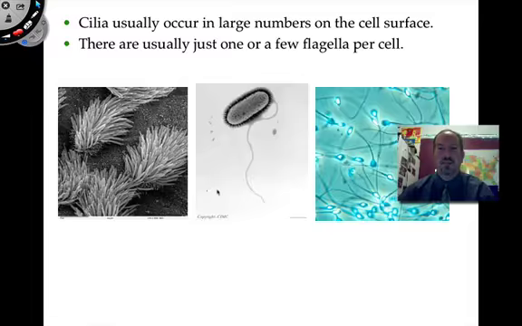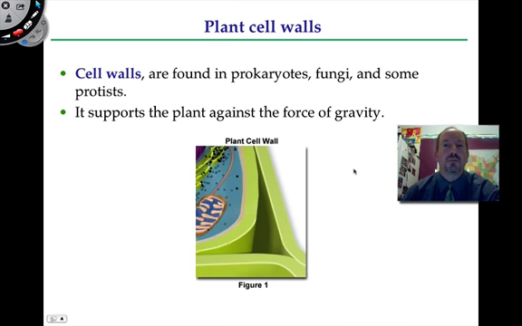Sorry. Let's talk about plant cell walls. Plant cell walls are rigid. They're on the outer side of the plasma membrane.